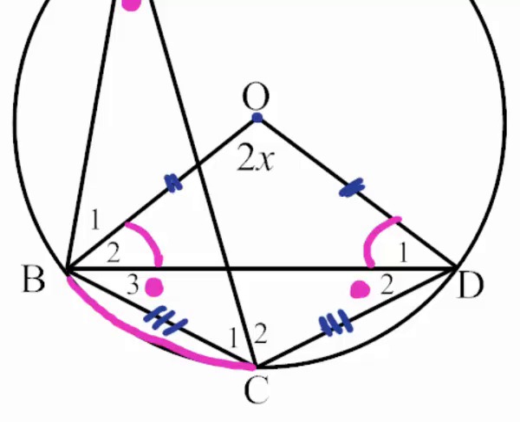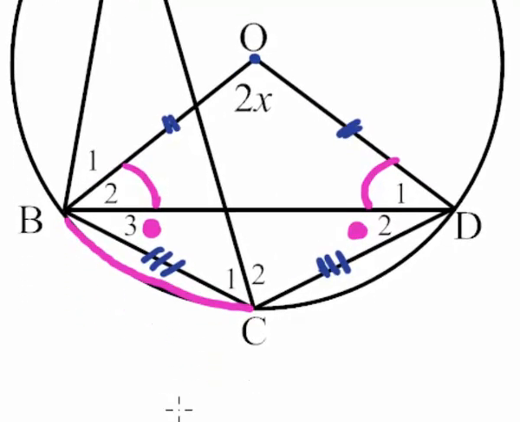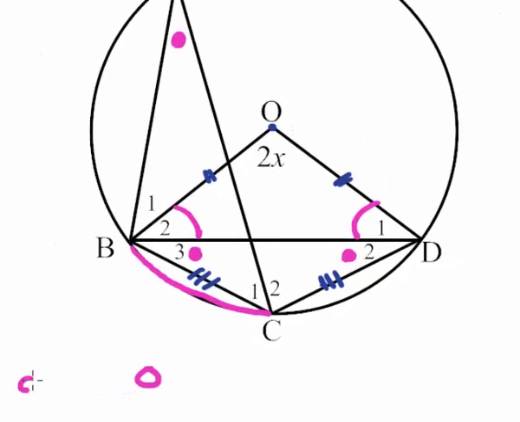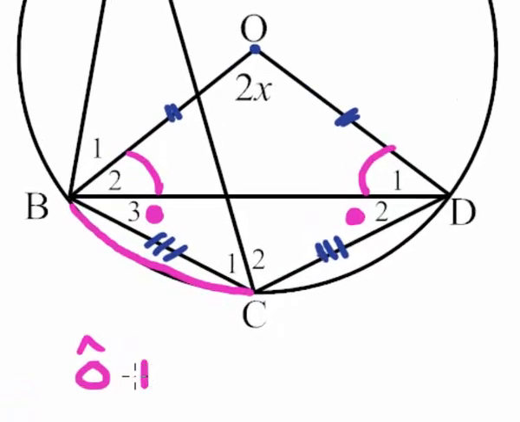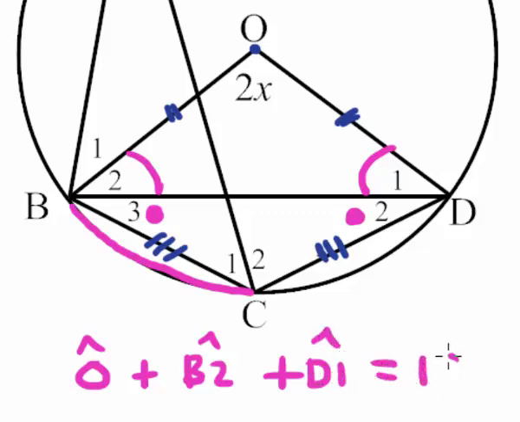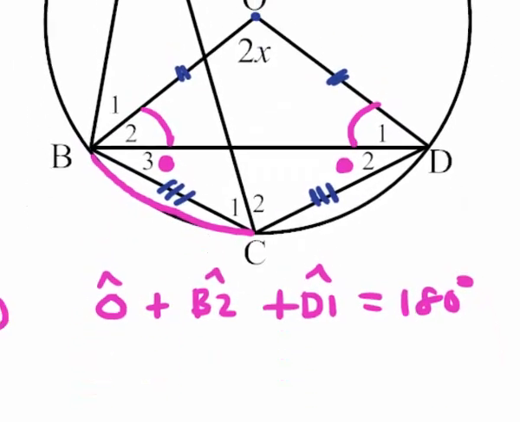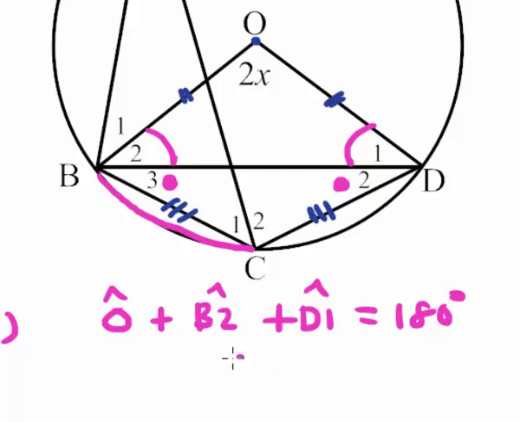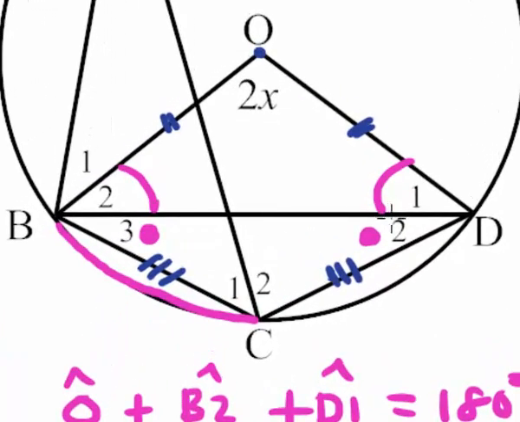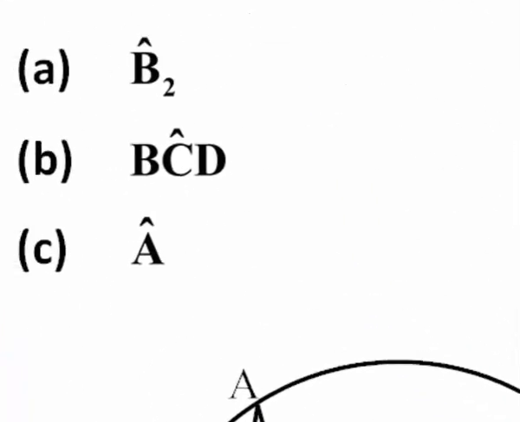Now watch this. If you look at angle O, which is 2x, plus B2 plus D1, what do you know? It's 180 degrees, because of the sum of the angles of a triangle. Now, B2 is equal to D1, but what do we want to find? We want to find B2.